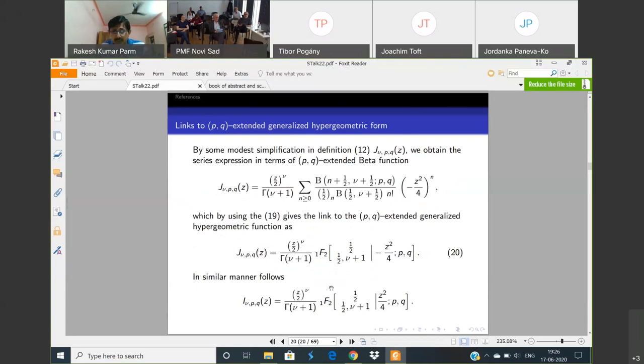Now we will show the links to the PQ extended generalized form. By some modest simplification in the definition of the PQ extended Bessel function, we obtained the series expressions in terms of PQ extended Bessel functions in the form of this. Now using the definition of the PQ extended generalized hypergeometric function in this function, this function immediately reduces in terms of the generalized hypergeometric function 1F2. It is interesting to note that if we put p equal to q equal to 0, this series representation reduces to the classical definition of the Bessel function, a similar form of the modified also.